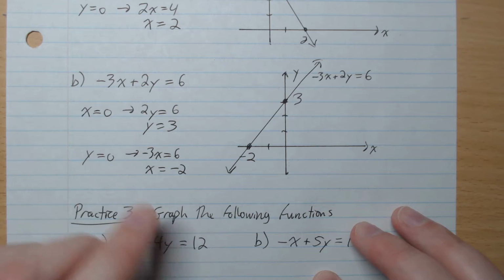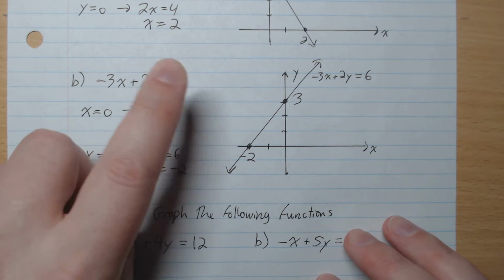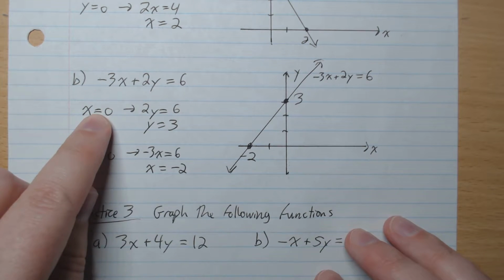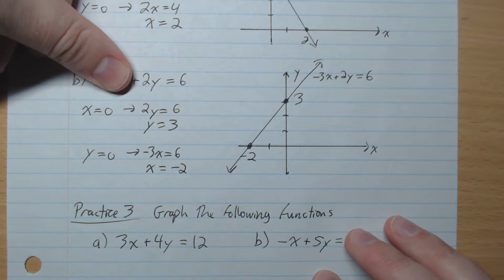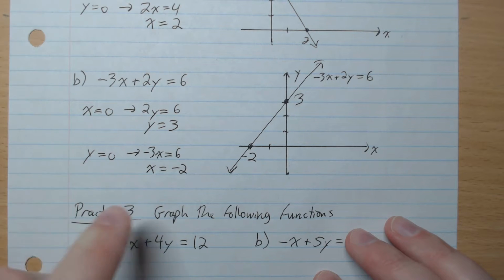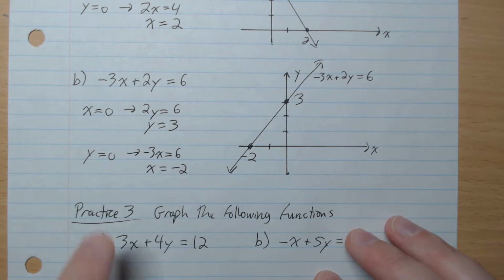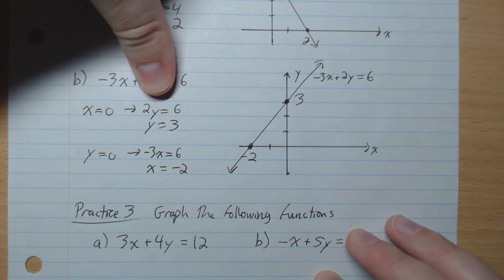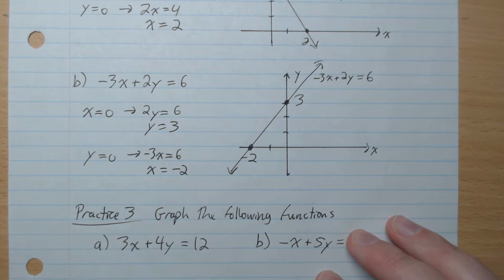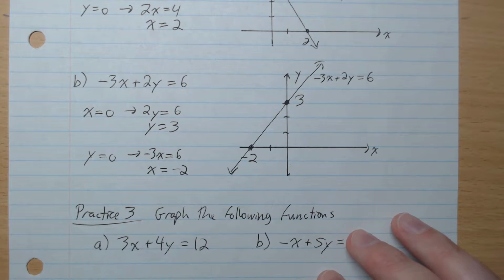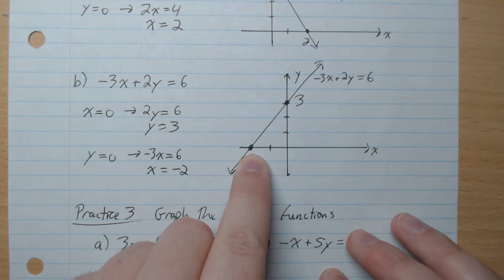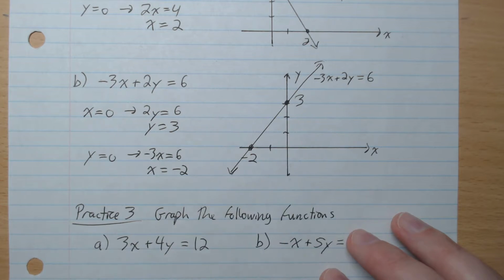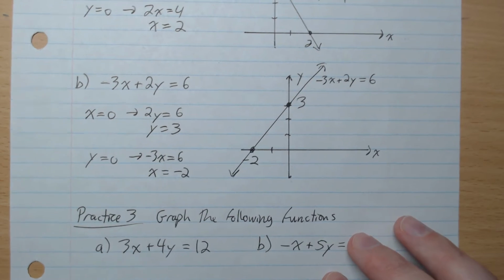B, negative 3x plus 2y equals 6. So we plug in x equals 0. So what's left is 2y equals 6. And so y equals 3. We're also going to plug in y equals 0 like that. And so what's left is negative 3x equals 6. And so x is negative 2. So negative 2, 0 and 0, 3 are our 2 points, and then we connect just like that.